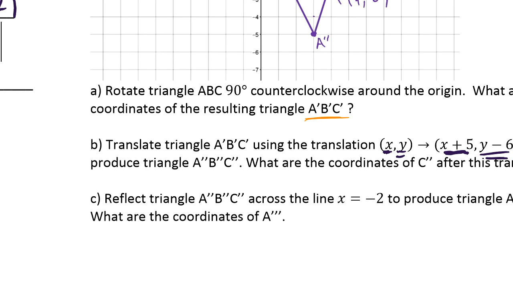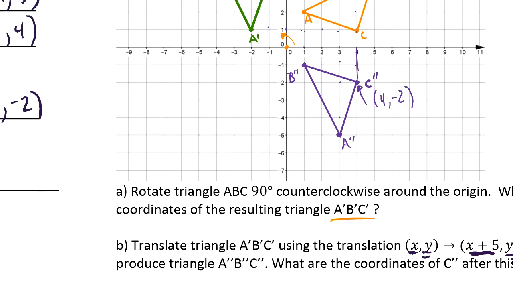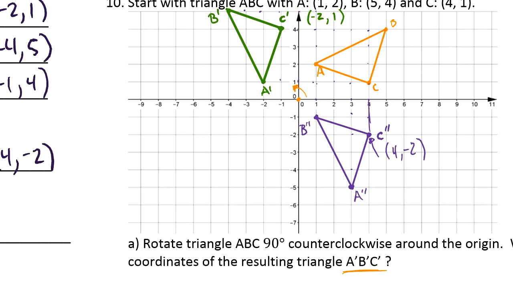And then our last question, question C here: reflect triangle A double prime, B double prime, C double prime across the line x equals -2 to produce a new triangle, ABC, that are all triple primes. The question here is what's going to be the coordinates of A triple prime? So first of all, let's talk about this line, the line x equals -2. I'm going to sketch where that line is at. It's right here on this little dashed line.